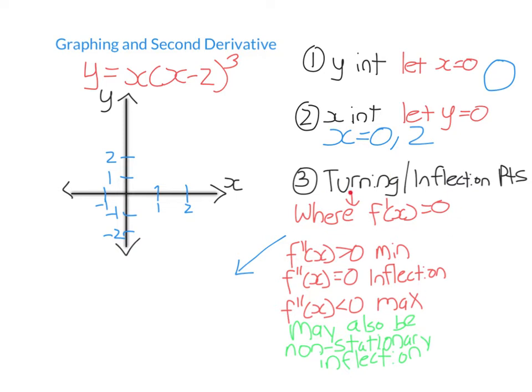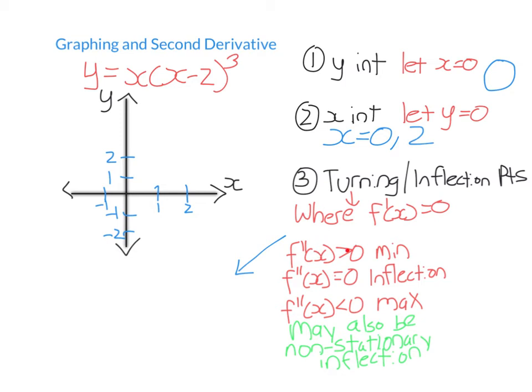So now we're going to go and calculate the turning and inflection points. So turning points and most inflection points occur when the first derivative is equal to 0. They're called stationary points. So after you've found where a stationary point is, you need to classify it. Is it a minimum, a maximum, or an inflection point? And this is the second derivative test.